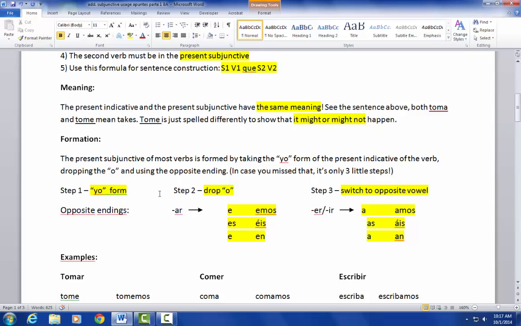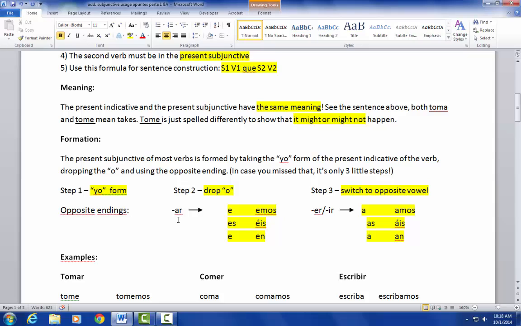Okay. Now let's take a look at how to form these verbs in the present subjunctive. Okay, there's 3 little steps that we're going to follow. Okay, super easy, just 1, 2, 3. First step, go to the yo form of the verb in the regular old present indicative. Step number 2, drop the o off the verb. Step number 3, switch to the opposite vowel.